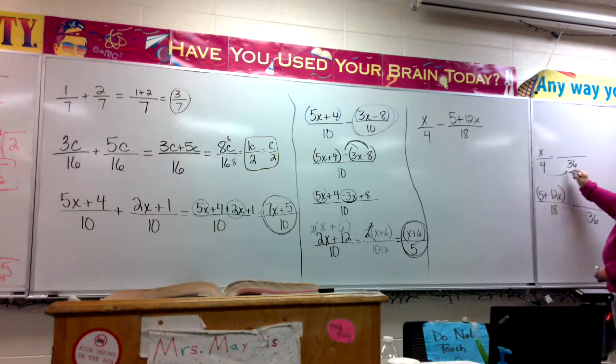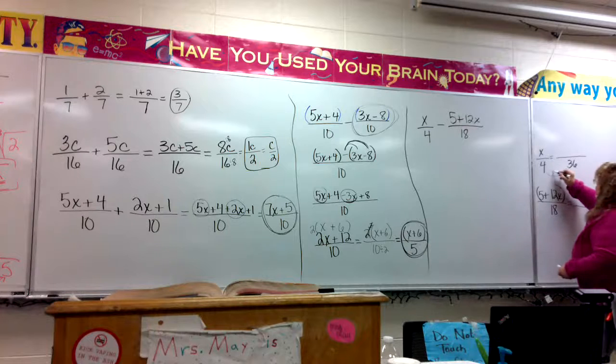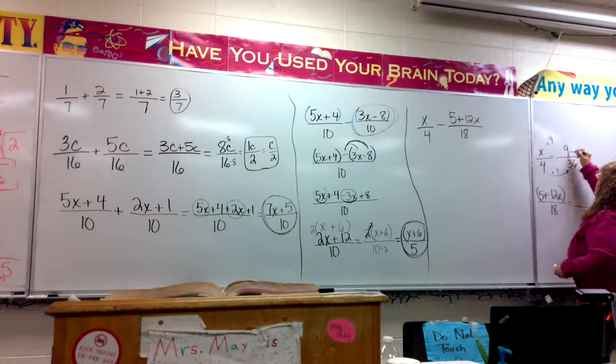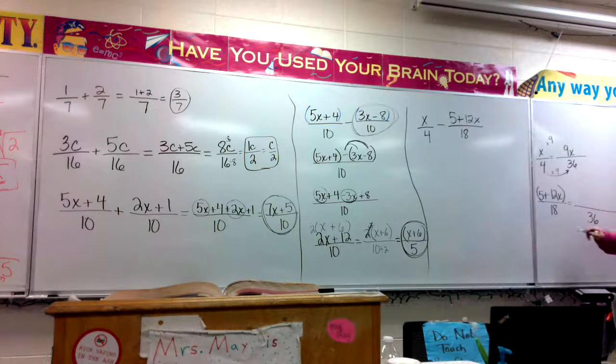What did you multiply? 4 times what is 36? Good. Times 9, times 9. I think that would be 9x. 18 times what is 36? Right. And I think for now, I would just leave this as 2 times (5 + 12x). So that's where we left off yesterday.